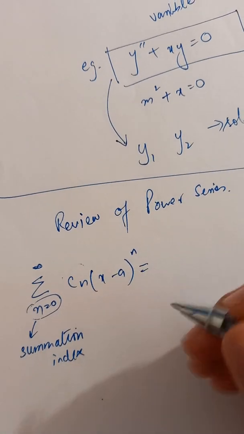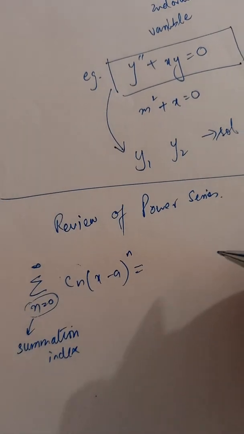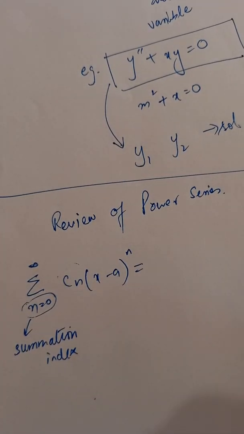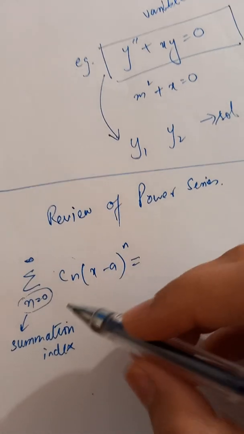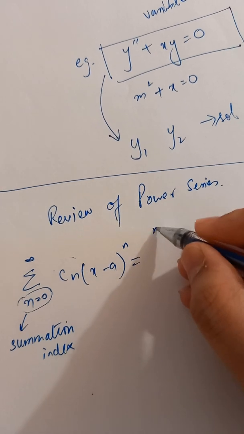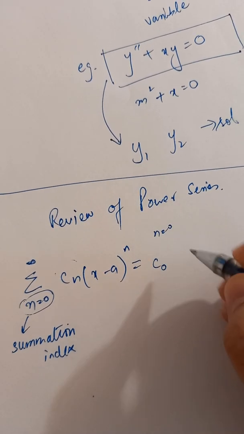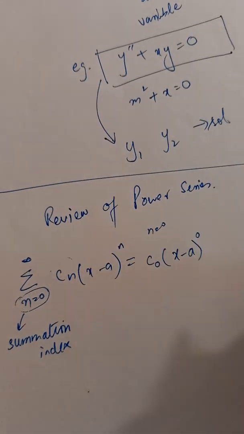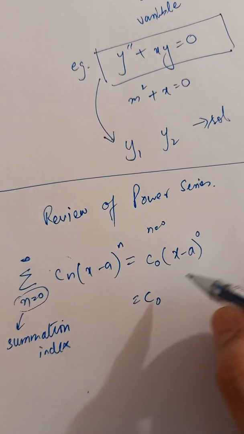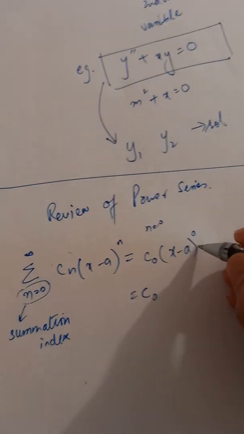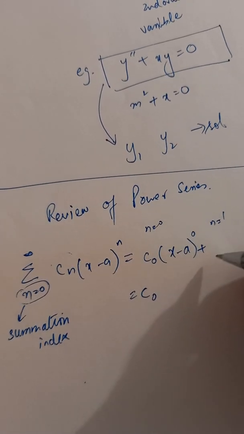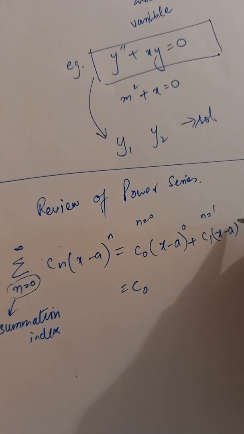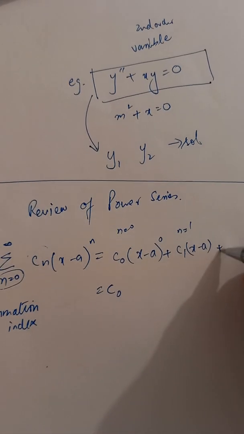So if we try to open up this series, we are going to put in different values of n in order to open this, right? So n equals to 0, if we put n equals to 0, we will get c naught x minus a whole power 0, which is equal to c naught because something power 0 is 1. Then if we put n equals to 1, the second term of the series will appear, and that will be c1 x minus a whole power 1. And similarly going on and on.